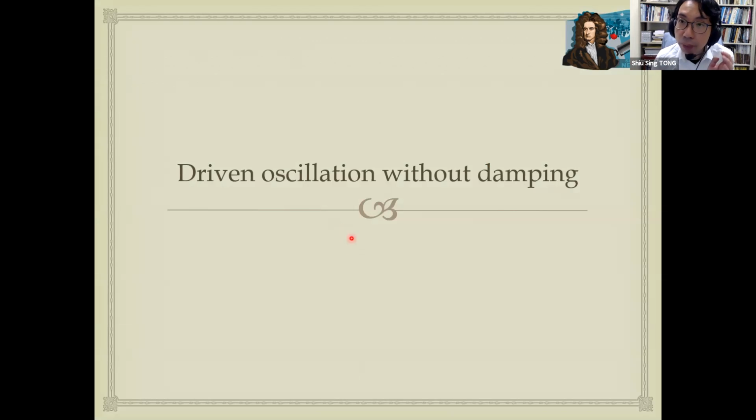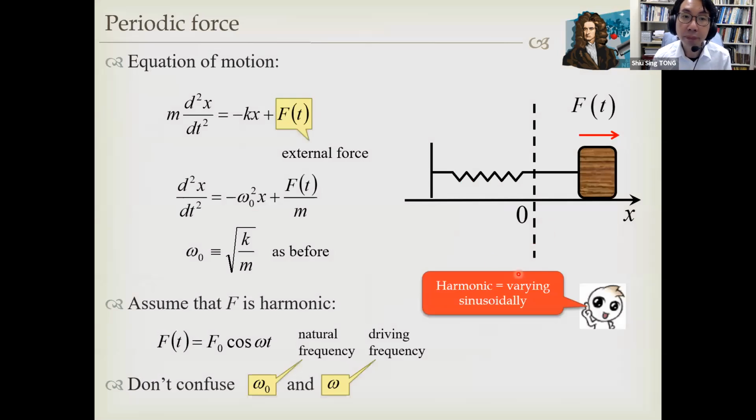Now we first would like to handle this problem in the absence of damping. We want to simplify the problem a little bit at the beginning, so we could discuss the problem without damping, and in the later discussion, we will add the effect of damping.